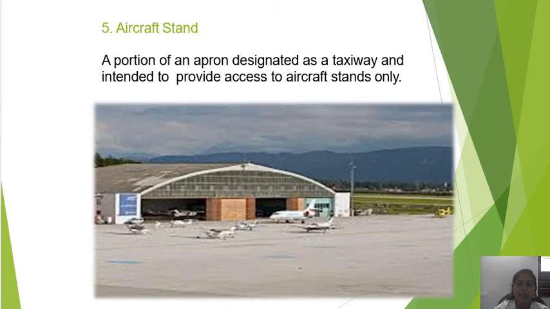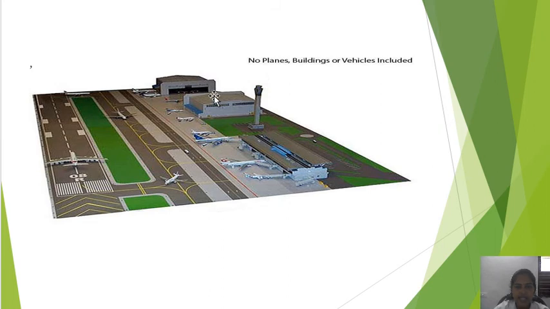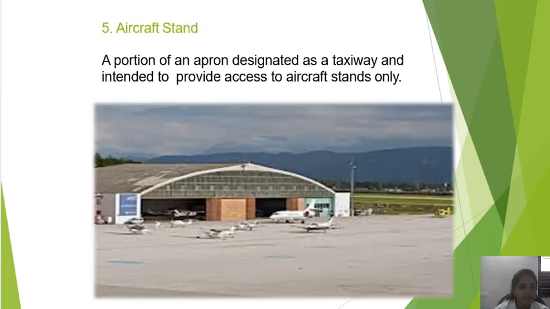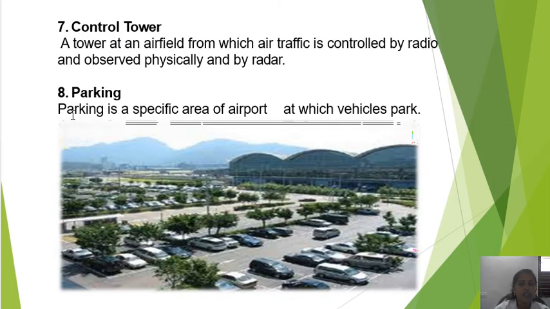An aircraft stand is a portion of an apron designed as a taxiway and intended to provide access to aircraft stands only. Already I told you, this is the aircraft stand and this is the hangar. And the next one is the control tower. The tower is an airfield facility from which air traffic is controlled by radio and observed physically and by radar. That is said to be the control tower. And parking is the specific area of the airport at which vehicles park. When we enter into the airport, we will see the parking area.